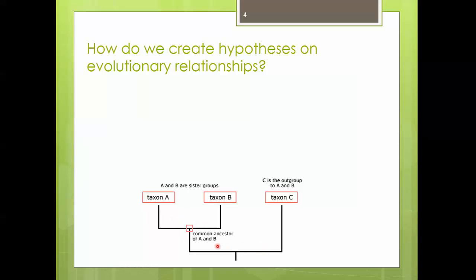We might have some fossils that we think fit on this tree, but we know the living ones, and that's usually who are listed on the top of the tree. Down here is the hypothetical ancestor of those two organisms. And then down here at the very bottom is the hypothetical ancestor of everyone on the tree at this node down here. So taxon A and B are said to be sister groups because they share a recent common ancestor.